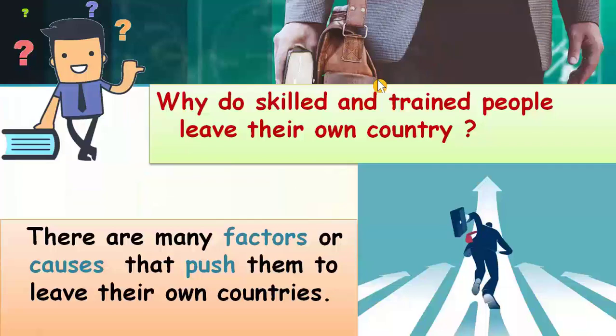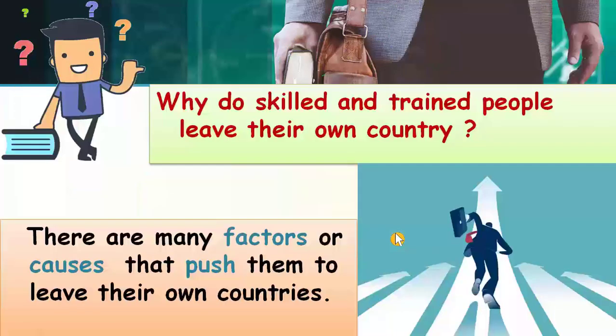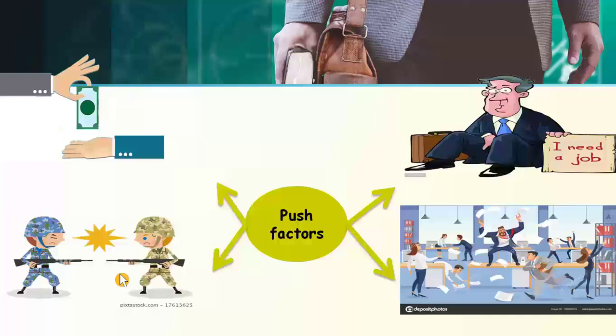So great. Here is another question: why do skilled and trained people leave their country? يعني علاش هاد الناس like engineers, teachers, doctors they leave their country كيغادروا الدول ديالهم and they go to developed countries. شنو هما العوامل ولا الأسباب؟ Well, there are many factors, يعني كاين بزاف ديال العوامل, many factors or causes هما الأسباب that push them to leave their own countries اللي كتخليهم يغادروا الدول ديالهم.